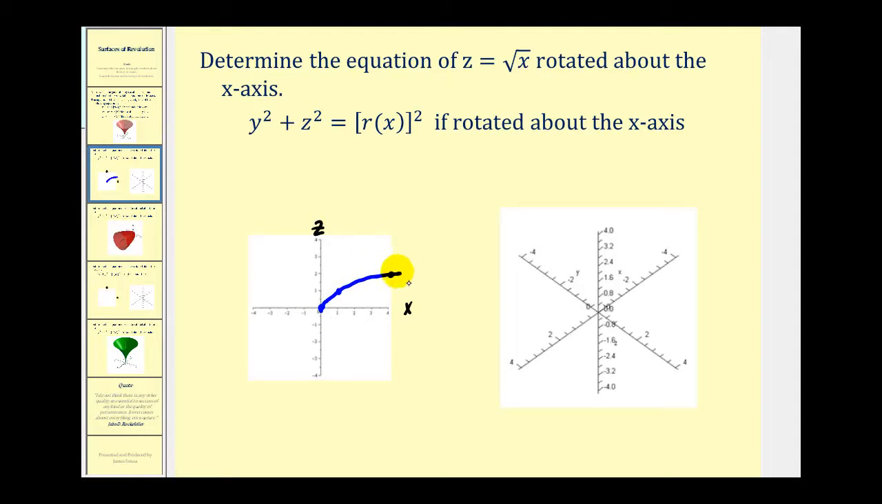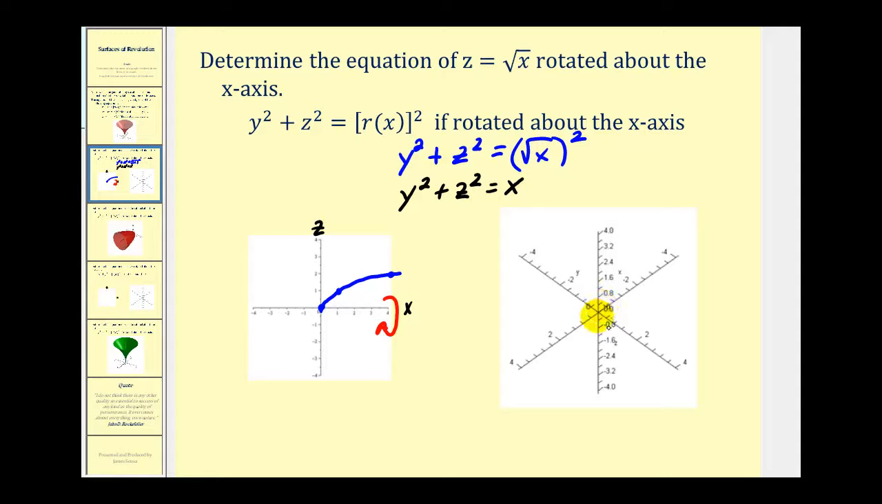So we're taking this function in the xz plane and rotating it about the x-axis. So it would be rotated about this axis here, producing a surface. So the equation of that surface would be y squared plus z squared equals r of x squared. Well, r of x is just the square root of x. So we would have y squared plus z squared equals the square root of x squared. So the equation of this three-dimensional surface would be y squared plus z squared equals x.